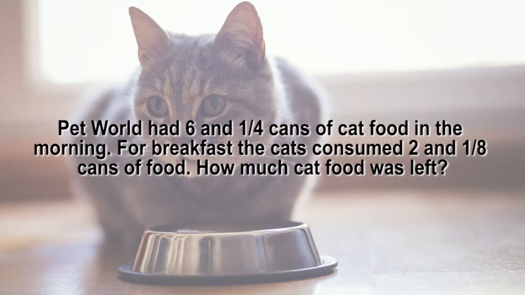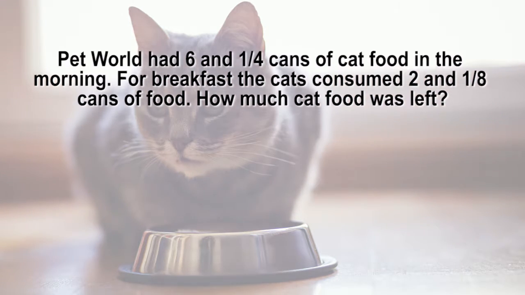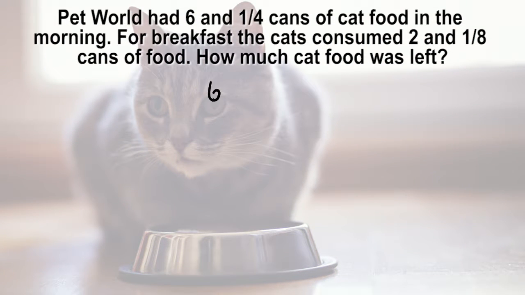Pet World had 6 1/4 cans of cat food in the morning. For breakfast, the cats consumed 2 1/8 cans of food. How much cat food was left? The expression to represent this problem situation is the 6 1/4 cans of cat food available in the morning minus the 2 1/8 cans that were eaten.